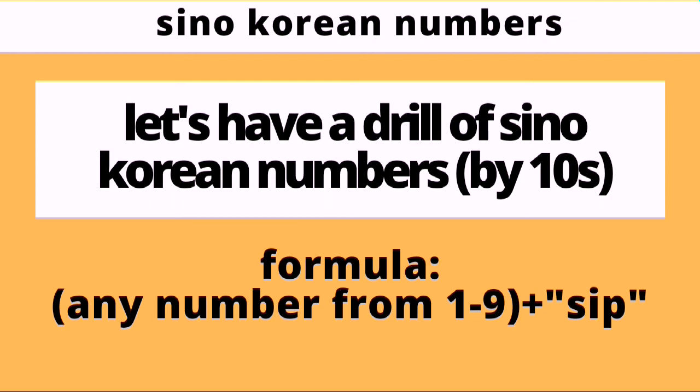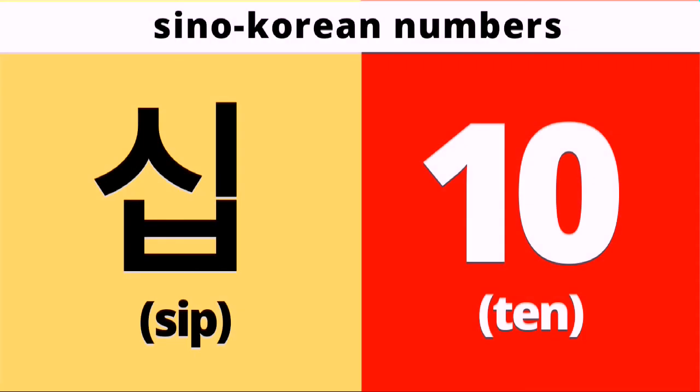Now, let's also have a drill of Sino-Korean numbers by 10. So the following numbers actually follow the formula as stated: any number from 1 to 9 plus the term ship. Let's go. Number 10. The Sino-Korean translation of this is simply ship.